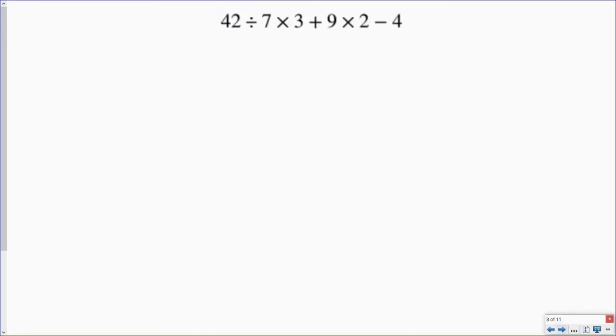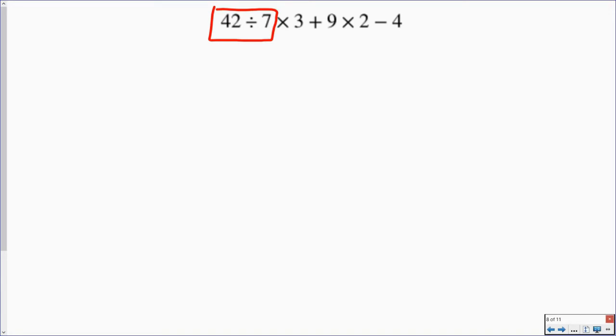Now, if I look at this problem and I look first for my parentheses, there are no parentheses. Then I look for exponents, there are no exponents. So the next thing I look at is multiplication or division. Well, I have both multiplication and division, but I need to go from left to right. So the first thing I see is division. So I'm going to take 42 divided by 7, which gives me 6.